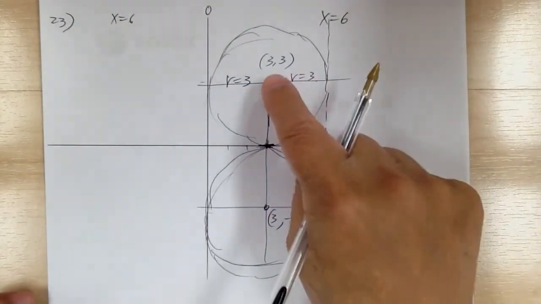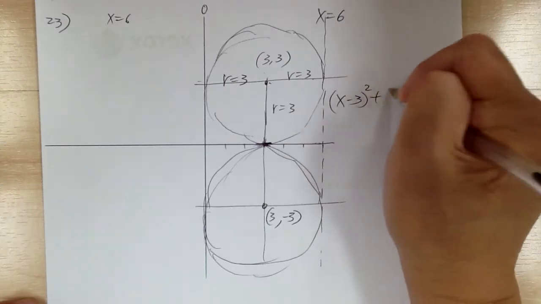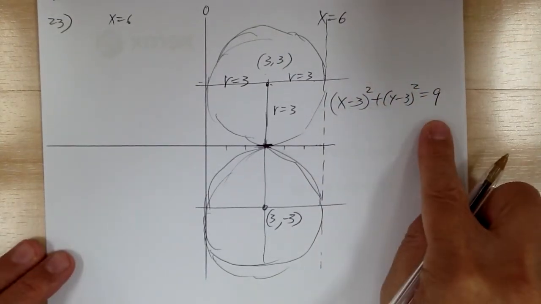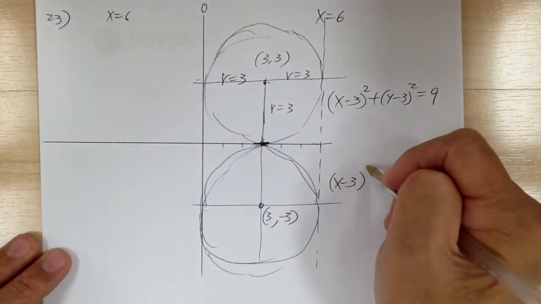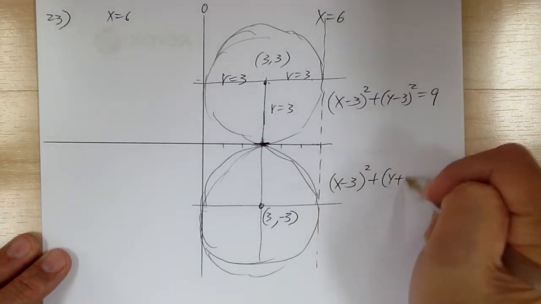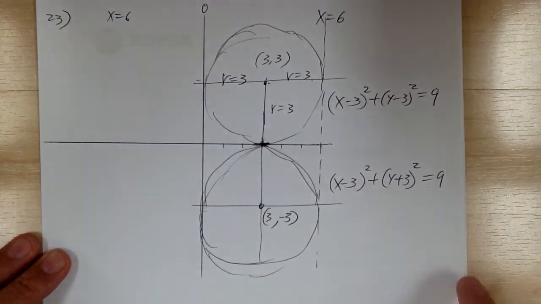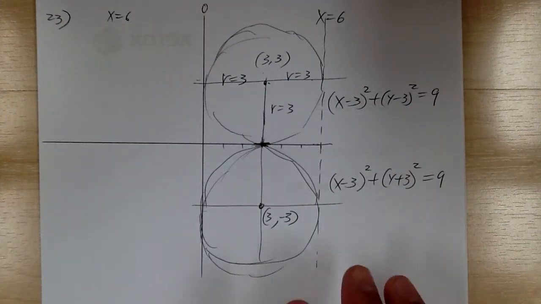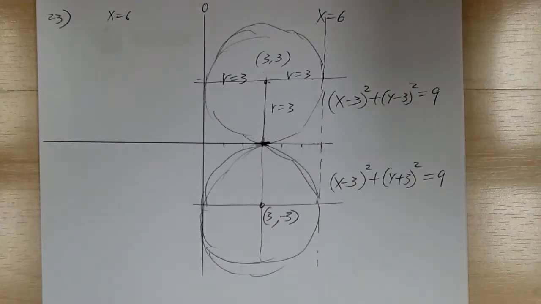Okay, so 2 answers. For this circle, you're going to get (x minus 3) squared plus (y minus 3) squared equal to 9. For this answer, you're going to get (x minus 3) squared plus (y plus 3) squared equal to 9. Again, you have to take the opposite, right? And so those are your 2 answers. Again, once you sketch it out and look at the picture, you can figure out your center, figure out your radius, and once you have the center and radius, you can figure out your equation.